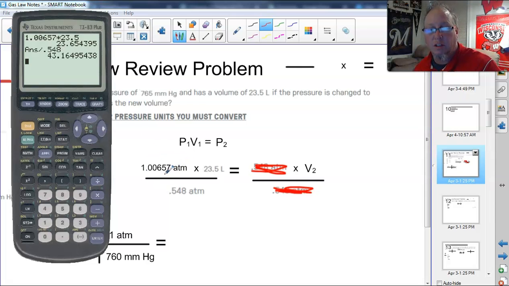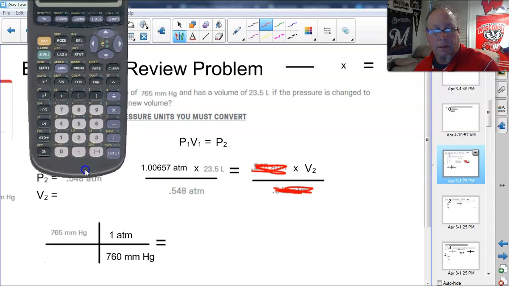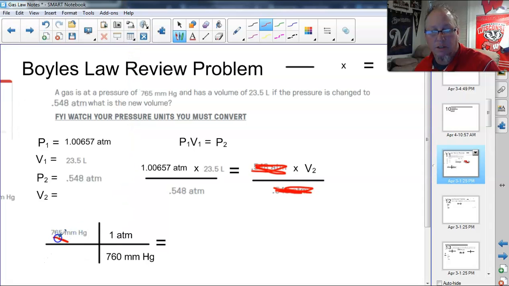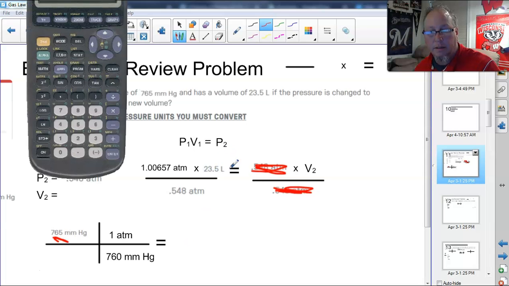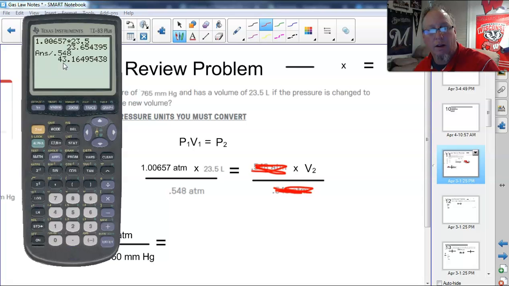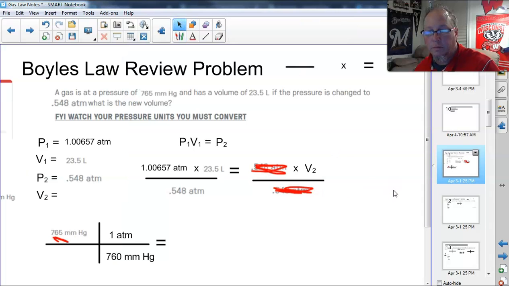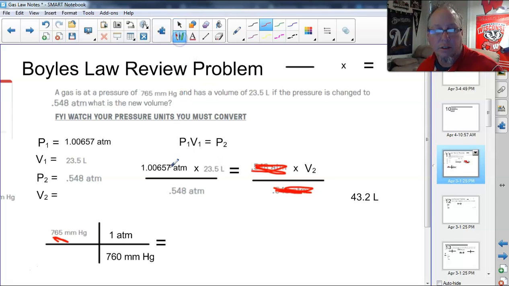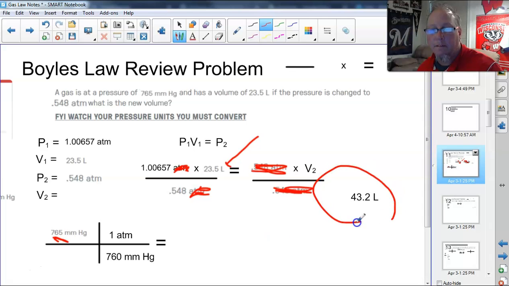Looking at significant digits, that was 3 significant digits when I started the problem. That's 3 significant digits. That's 3 significant digits. So I'm going to have to round to 3 significant digits, and I get 43.2. My final answer was liters, because the ATM on the top and the ATM on the bottom are going to cancel. So my unit of liters is right there. Final answer.